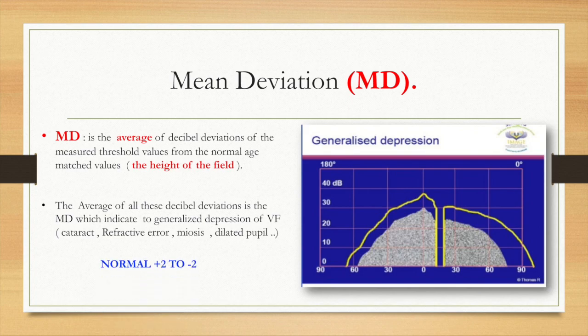The normal value, as I said, is +2 up to -2 decibel. It is +2 when the measured threshold values are higher than the normal age values, and it is -2 or negative when the measured threshold values are lower than the age matched control values.